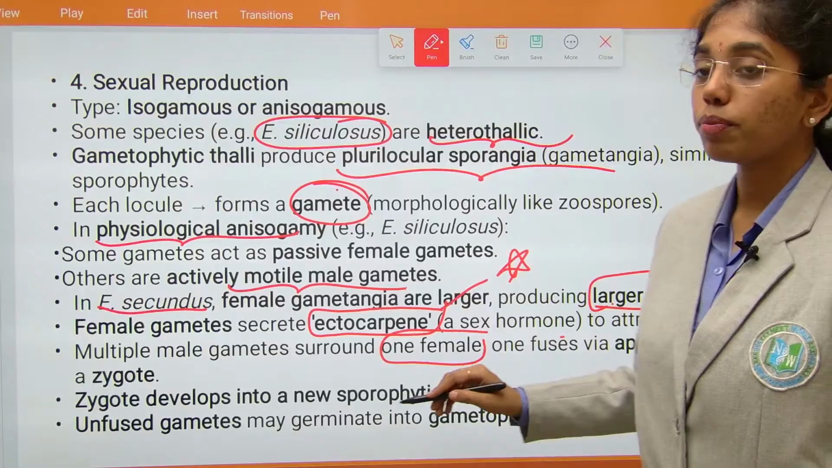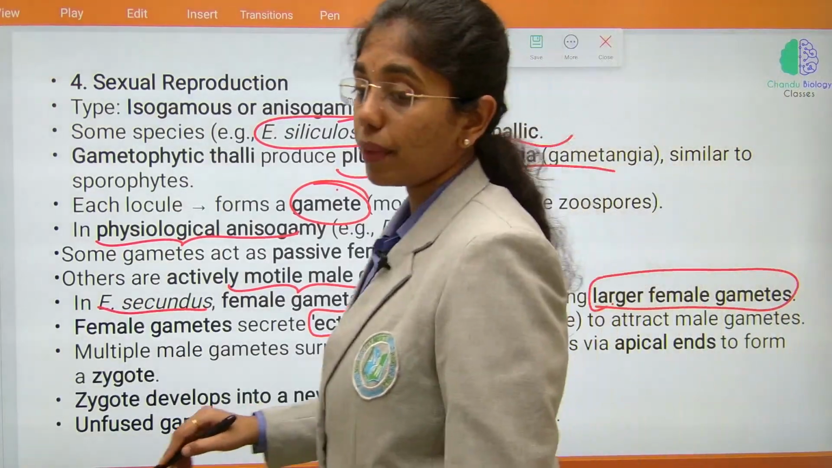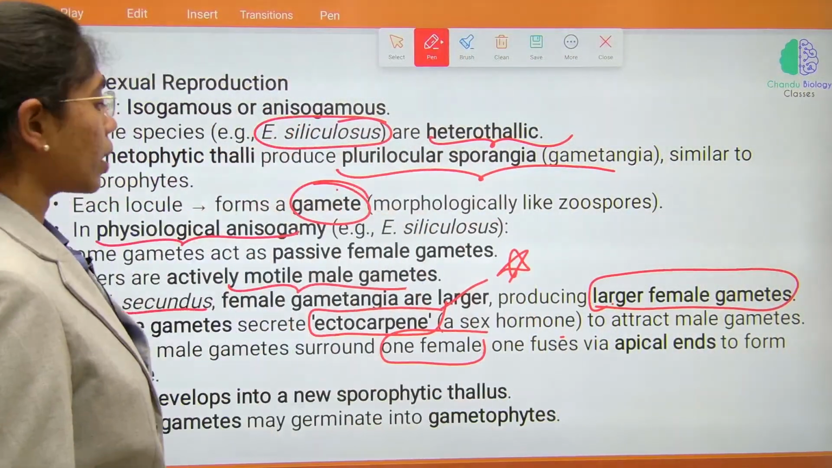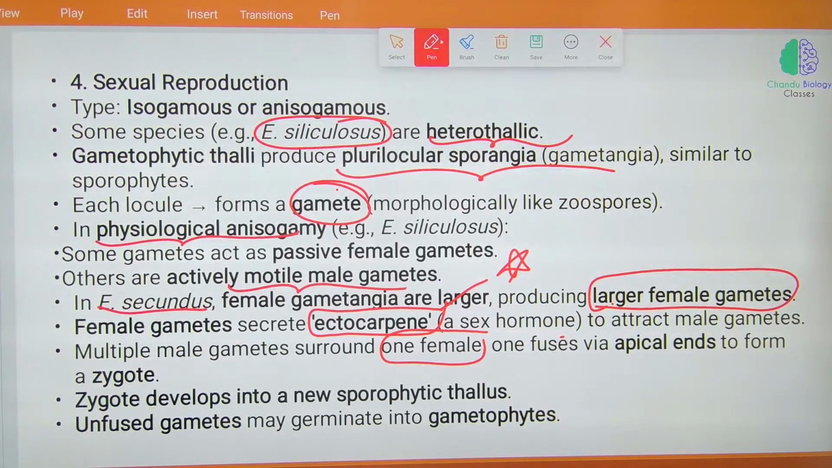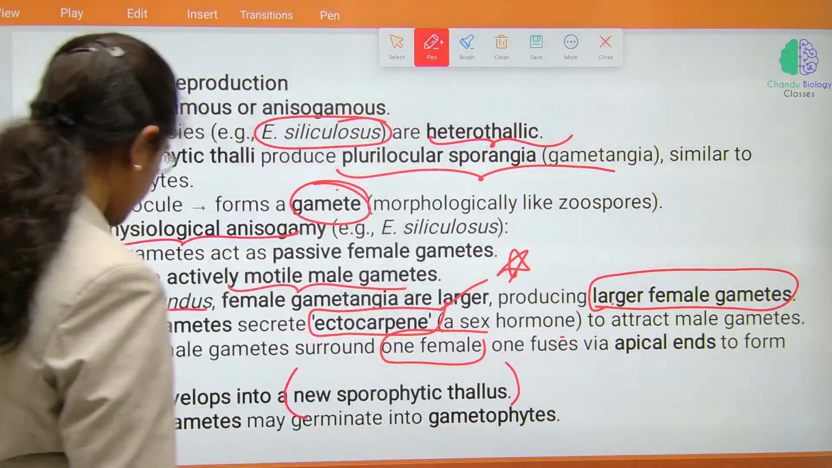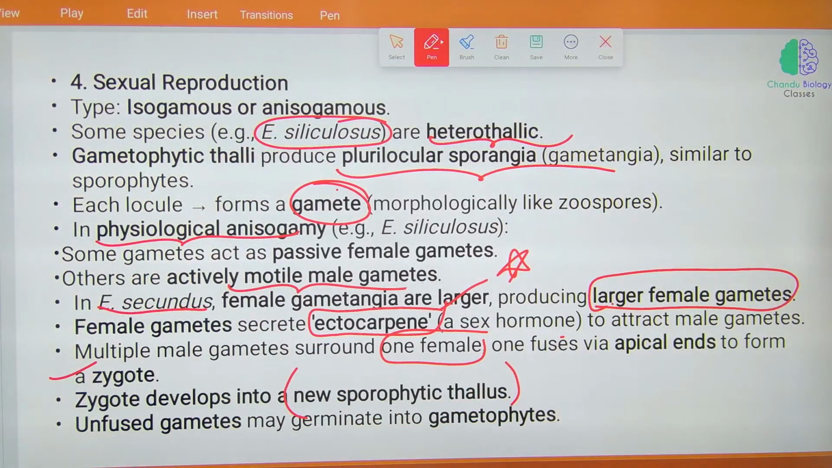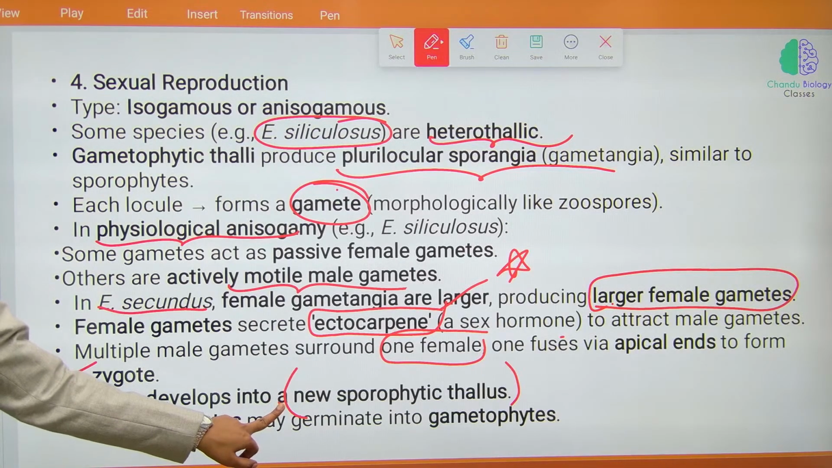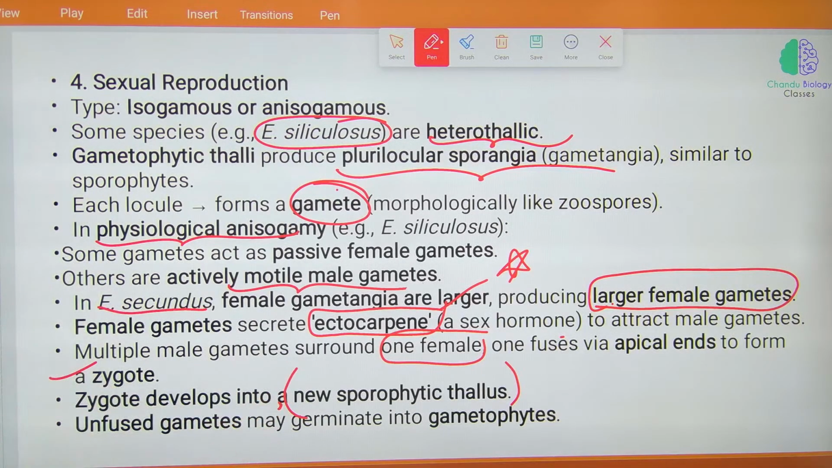What is secreted by the female gamete? Ectocarpin. Around it many male gametes will be surrounded. One will fuse via apical ends to form what? A zygote. This zygote will develop into what? A new sporophytic thallus. Unfused gametes will germinate into what? Gametophyte.